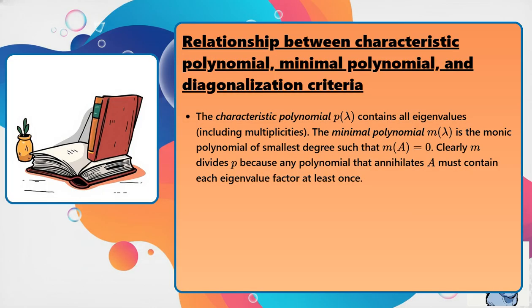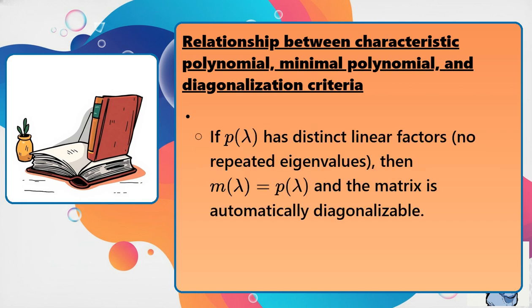The series in parentheses are just elementary functions that can be summed. The characteristic polynomial p(λ) contains all eigenvalues including multiplicities. The minimal polynomial m(λ) is the monic polynomial of smallest degree such that m(A) = 0. Clearly m divides p, because any polynomial that annihilates A must contain each eigenvalue factor at least once. If p(λ) has distinct linear factors, no repeated eigenvalues, then m(λ) = p(λ), and the matrix is automatically diagonalizable.